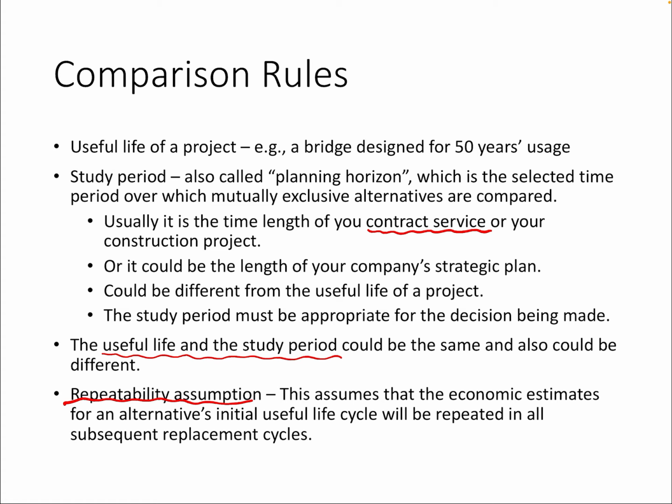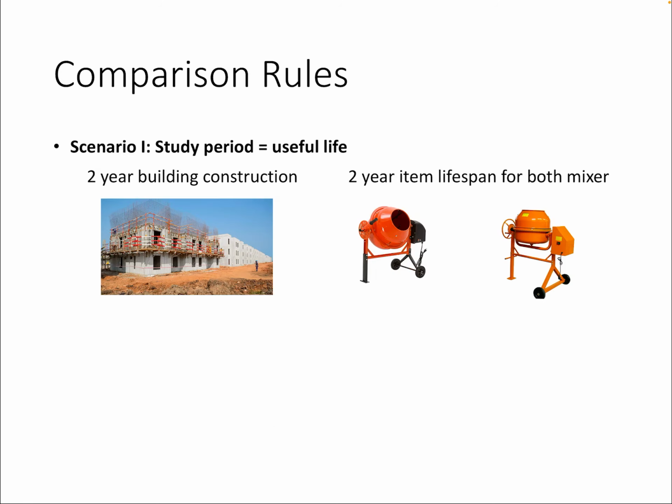The repeatability assumption assumes that you are going to spend the same amount of money to buy the same equipment again at the end of the third year. Okay, and then you're going to use that for another 3 years. So the life cycle of that equipment can be repeated, and in your case it's repeated twice. Okay, so that's the repeatability assumption, and this is very useful when we see some equipment's useful life is shorter than the study period.